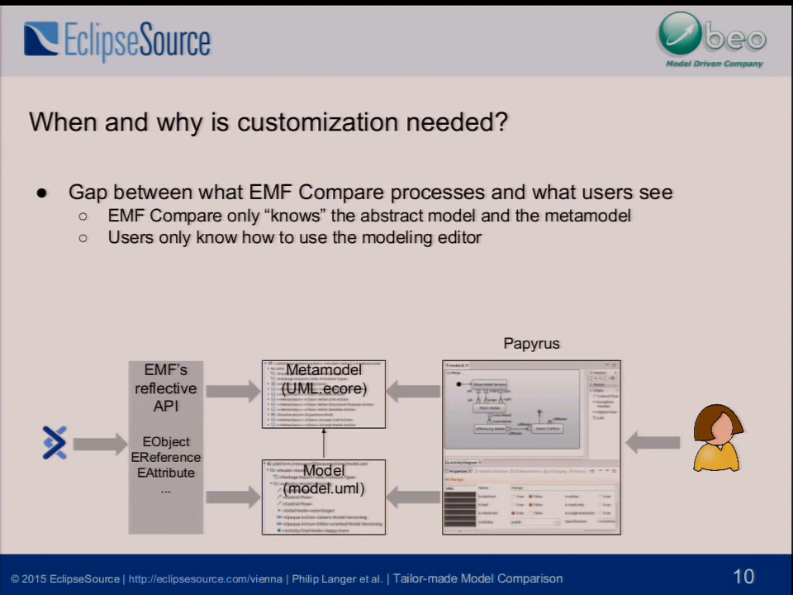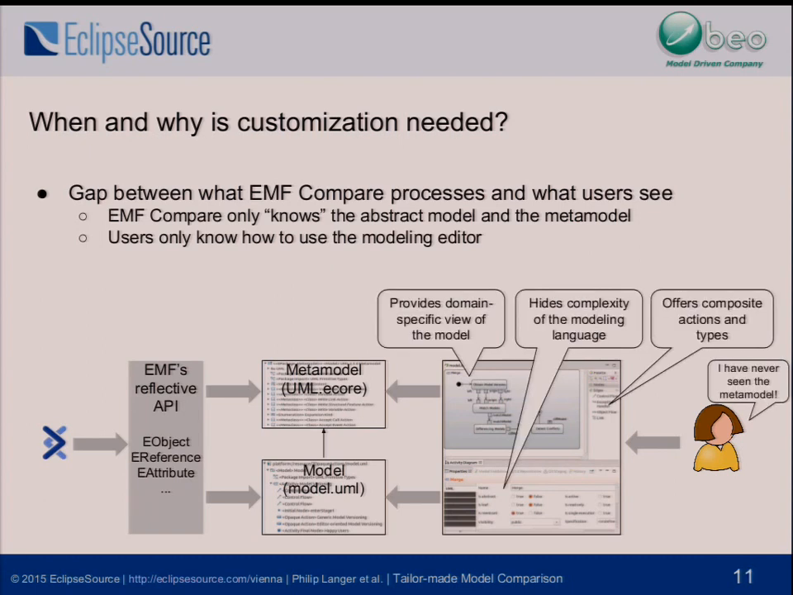But on the other hand, when users actually use your modeling language, they don't really interact with the abstract model. They always use a modeling editor, and that's why there is kind of a gap between what EMF Compare processes and what users are used to seeing. Why is this a problem? Because a modeling editor is more just a tool to instantiate a model. A modeling editor brings a lot of features with itself. So for instance, you have domain-specific views of the model like diagrams or tables.